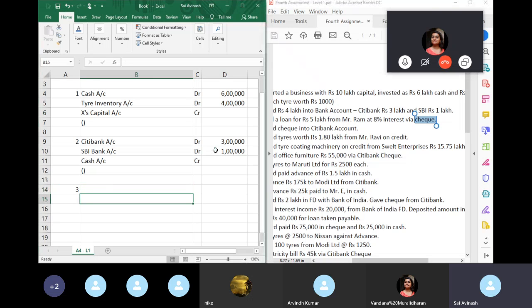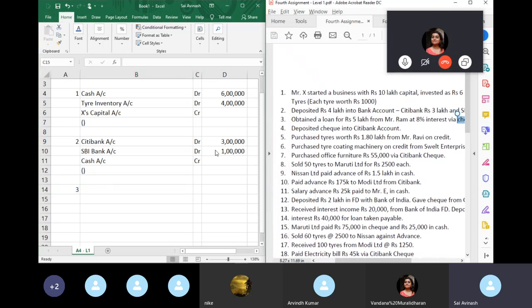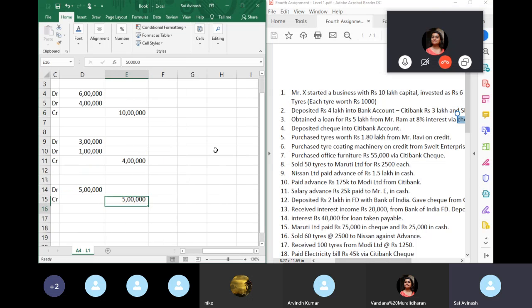So we receive a loan. A loan is a liability. So the guy is Mr. Ram, right? Let's call it Mr. Ram's loan or loan from Mr. Ram account. And the second is I'm receiving a check, right? So check in hand, it's an asset. So I have an asset and a liability. Asset increases, liability also increases. So 5 lakhs each. So we're done with that.